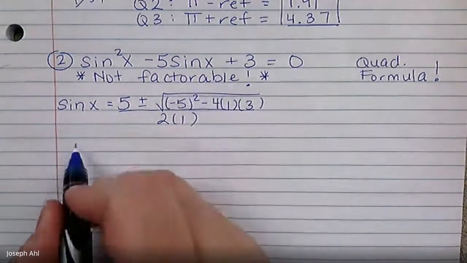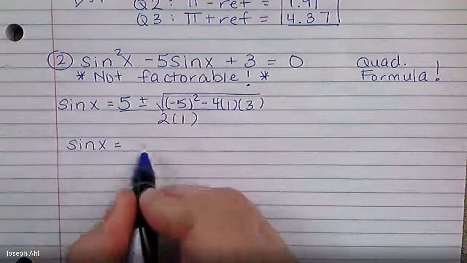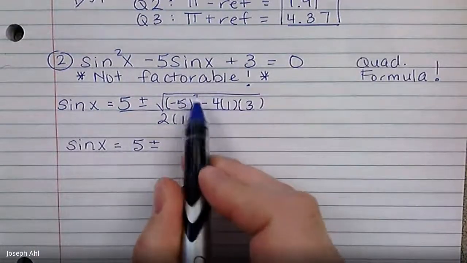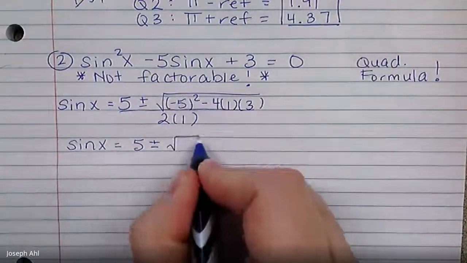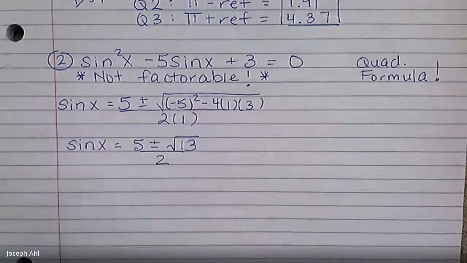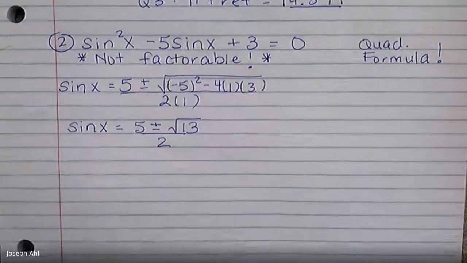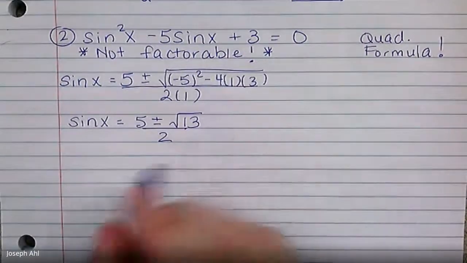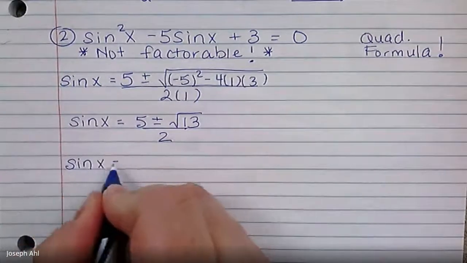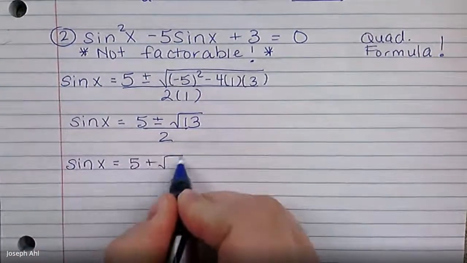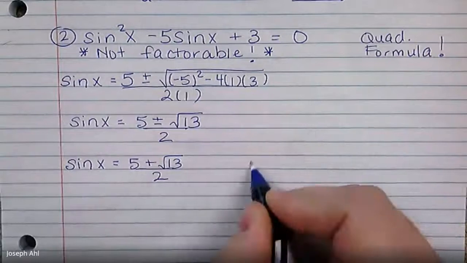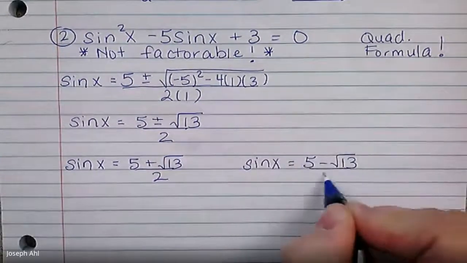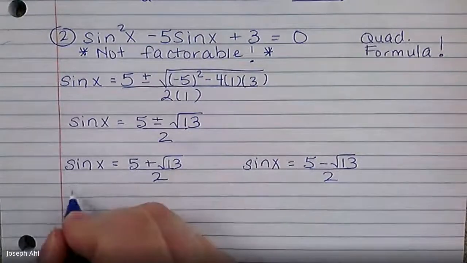Very carefully make sure you simplify that number under the radical. So what's that, 5 plus or minus, this is going to be radical, let's see, 25 minus 12. It's radical 13 there, all over 2. And at this stage, what we need to do is separate this into the two cases that we have. On one hand, sine x equals 5 plus radical 13 over 2. And on the other hand, sine x equals 5 minus radical 13 over 2.